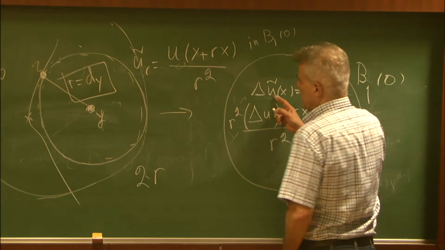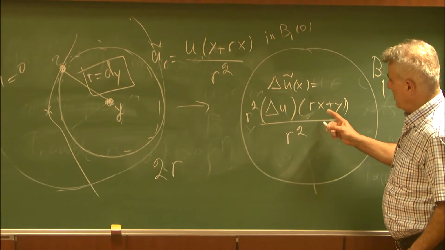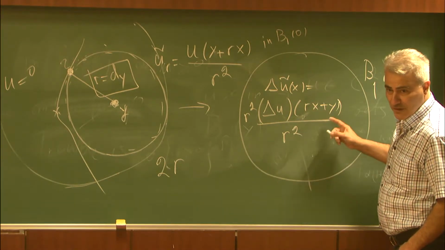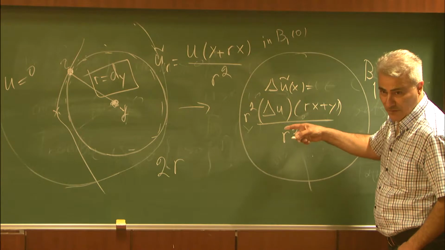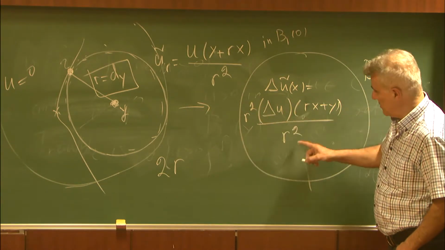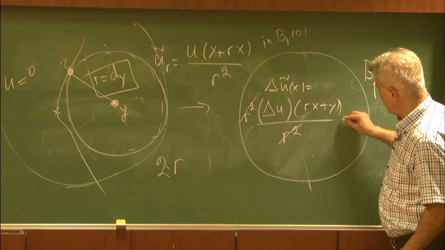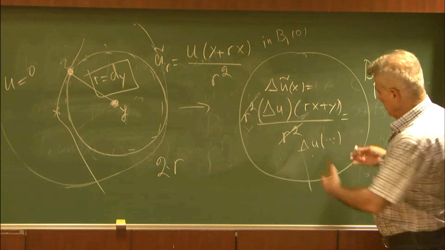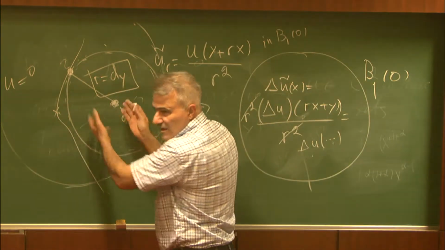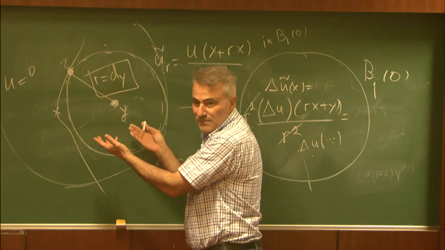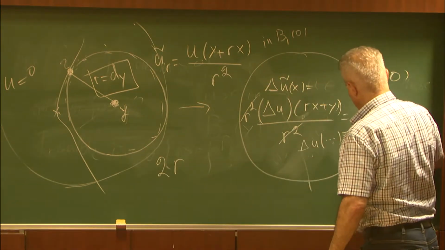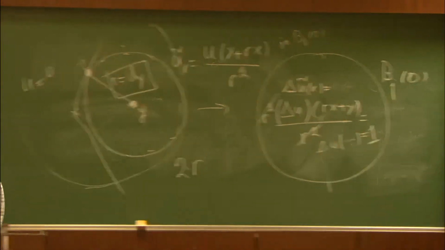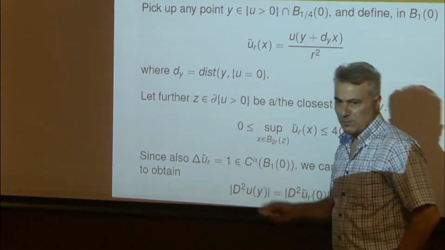So what you have is the Laplacian of u tilde. When you apply the Laplacian on the value of x, take the derivative, the chain rule tells you r has to come out twice, and that's r squared. So that r is killed with this one. So what you get is the Laplacian of u at the point you have. But it means this point is always here. So the Laplacian of u here is what? 1. So you get that the Laplacian of u tilde is actually 1. And this is a smooth function.